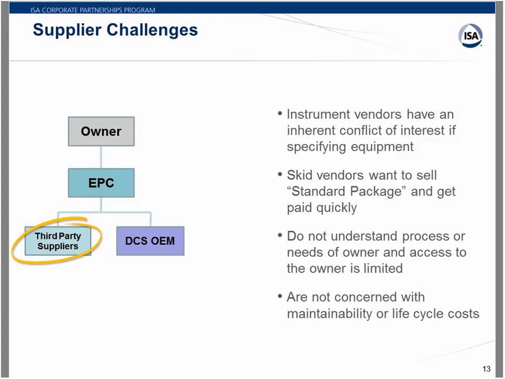Skid vendors who are selling skid-mounted packages, so maybe a blower or a heater or whatever that kind of comes in as a unit, honestly just want to sell their standard package to get out. They don't want to modify it. They don't want to put a different control system on it. They really don't care whether or not it talks to the other system. They just want to ship you the typical unit and get their check and walk.